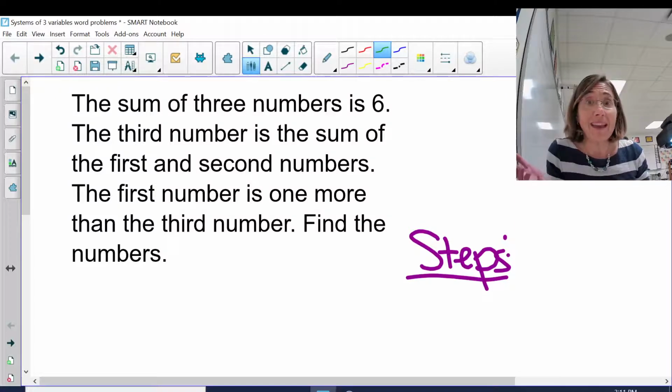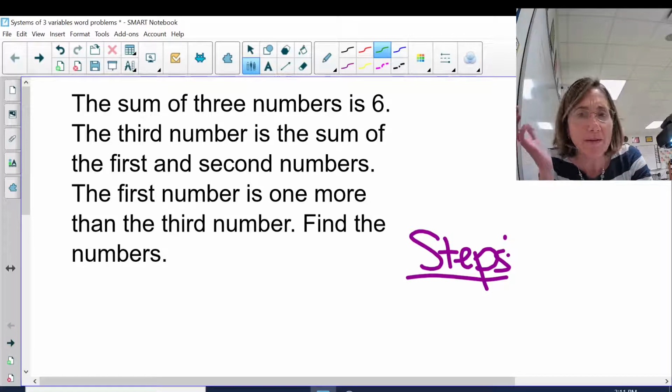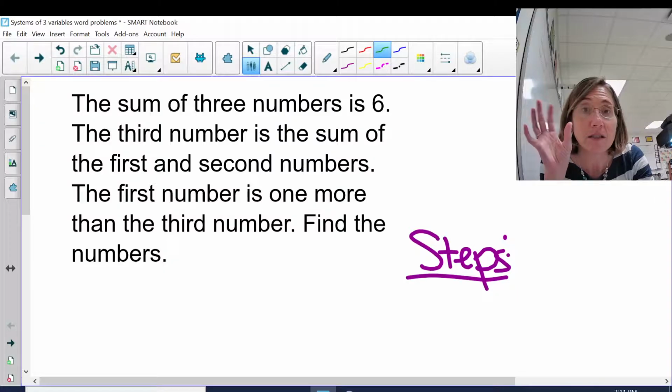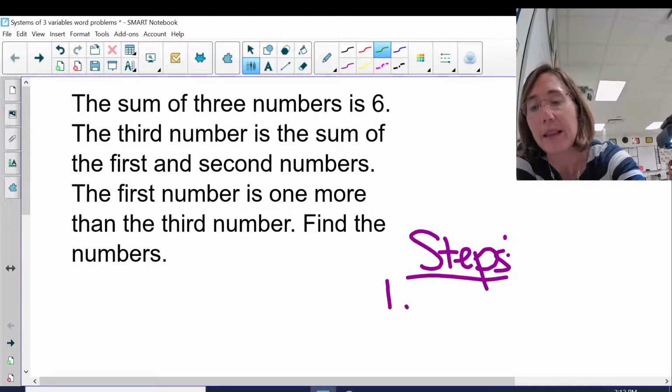So what are they even asking us about? That usually comes towards the end of a situation. We are finding the numbers is what it says. What numbers are we talking about? So let's go back to the beginning. The sum of three numbers is 6. So I've got three things that I don't know here. I don't know what my three numbers are, and I want to find all three of those numbers. So step 1 is going to be define the variables.